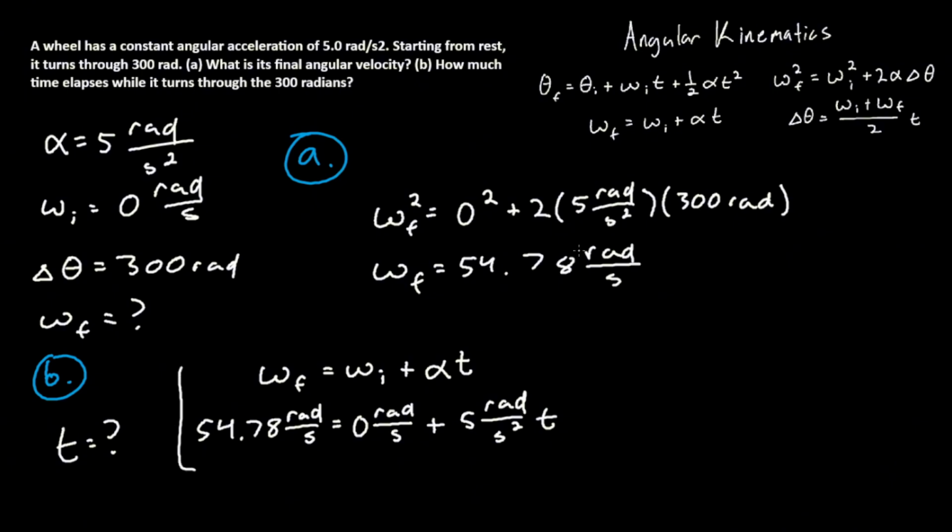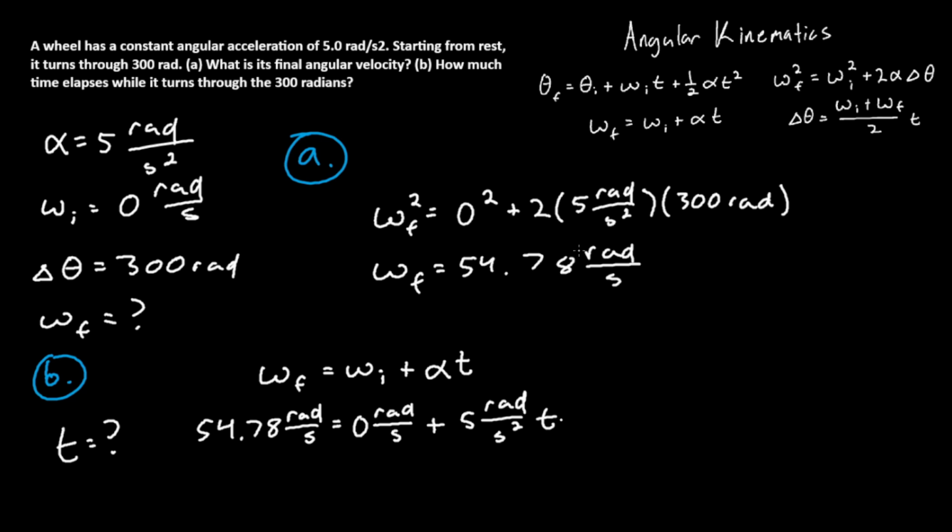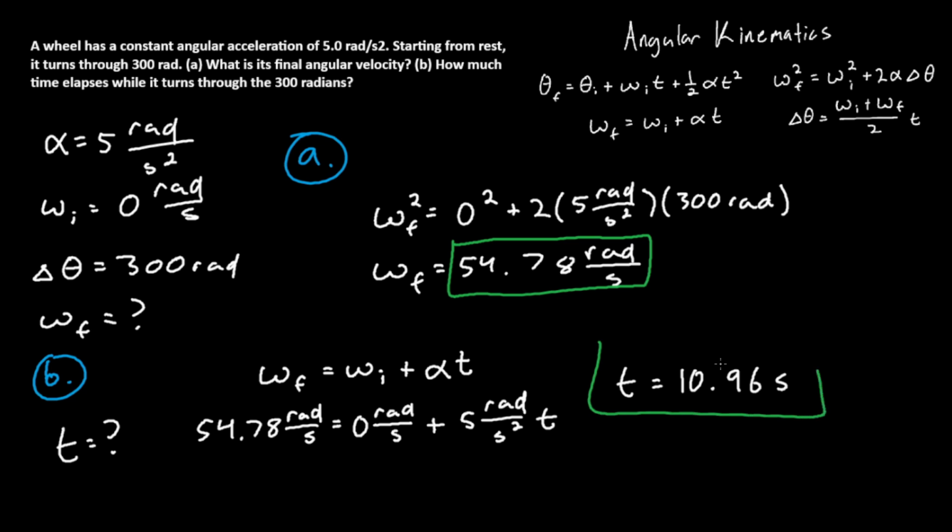Once you set this up, your final angular velocity was 54.78, your initial is 0, and you have a constant acceleration. So you can solve for t by simply isolating t. Once you've isolated t, the answer for t becomes 10.96 seconds. So in total, our final answers are 54.78 radians per second as the final angular velocity, and 10.96 seconds elapse while the wheel turns 300 radians.